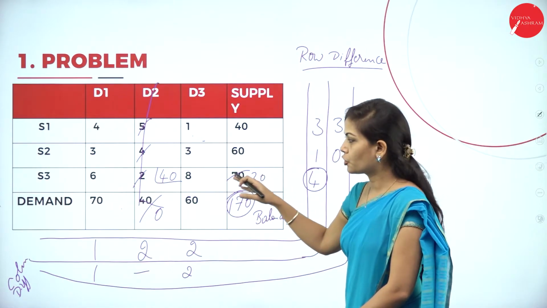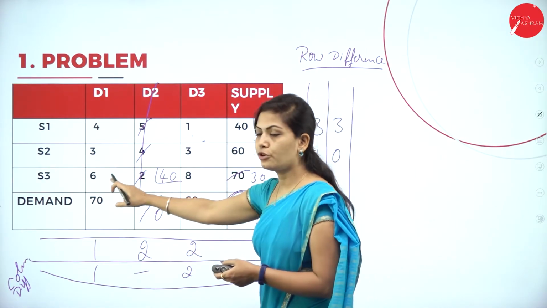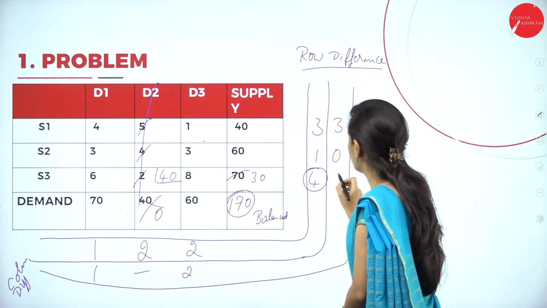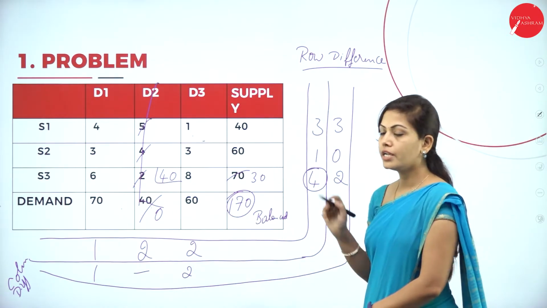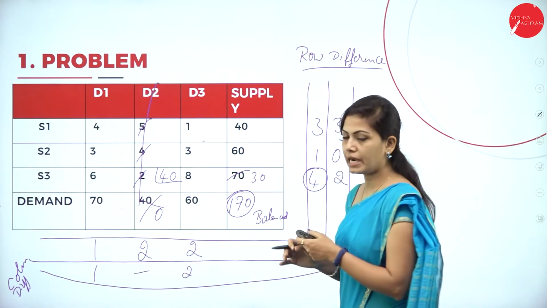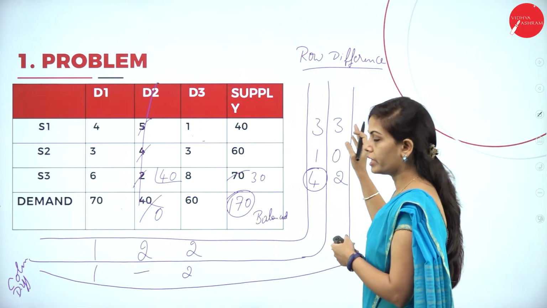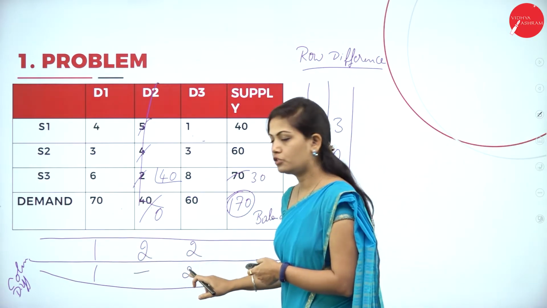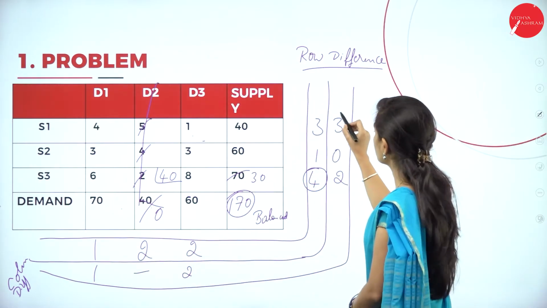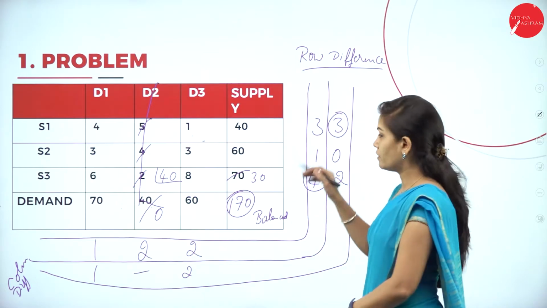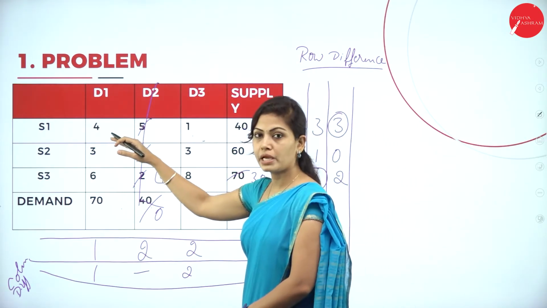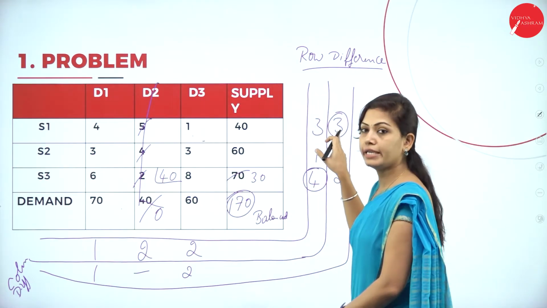And the next row is S3. The least value is 6 and the next least value is 8. 8 minus 6 is 2. Now find the highest penalty cost. In the row differences, we have 3, 0, 2. The column differences are 1, 2. So the highest penalty cost is 3. I will consider this row because it has the highest penalty cost.